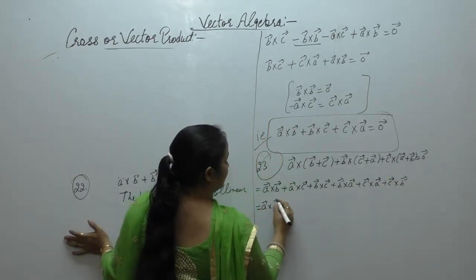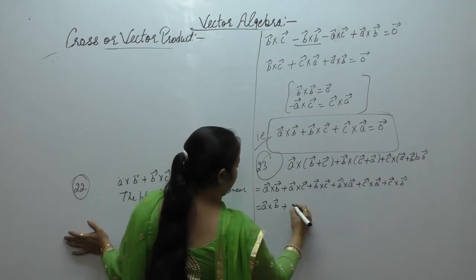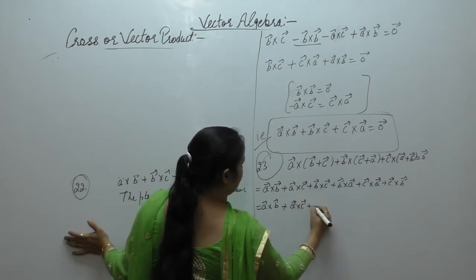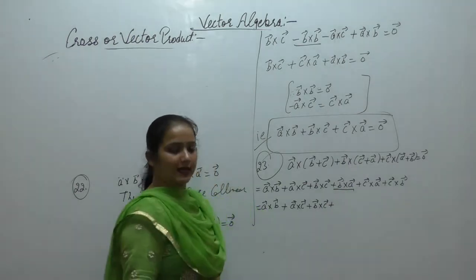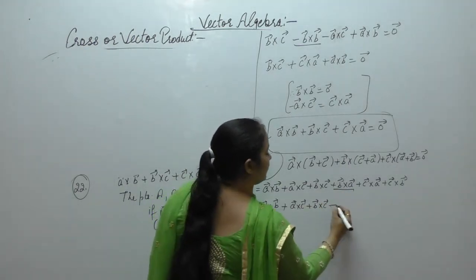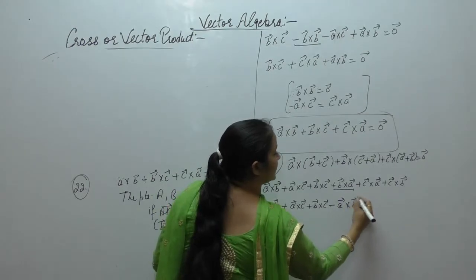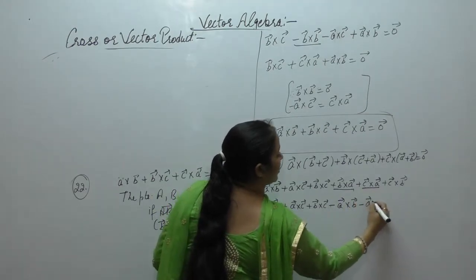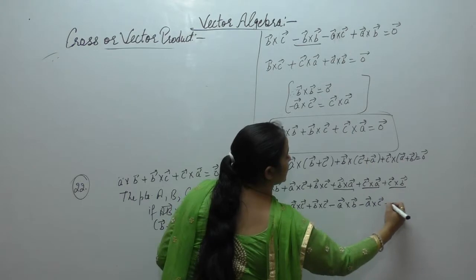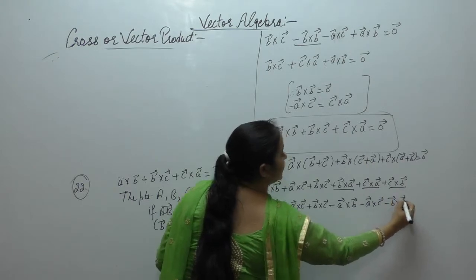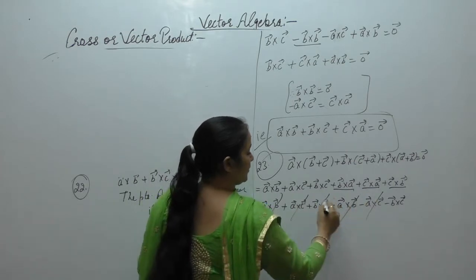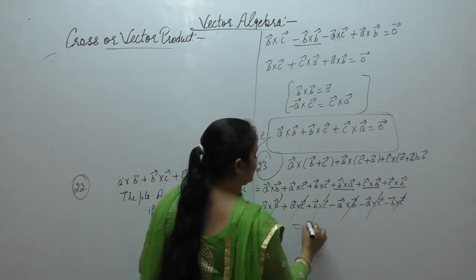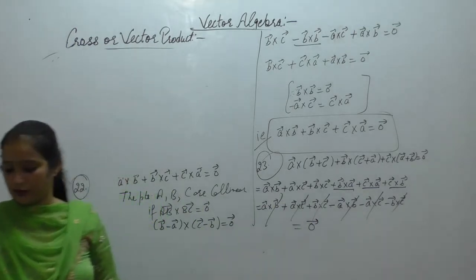A cross B plus A cross C plus B cross C. Instead of B cross A, that is equal to negative of A cross B; C cross A is negative of A cross C; C cross B is negative of B cross C. Now all the terms with opposite signs will get cancelled, so the answer is 0 vector.